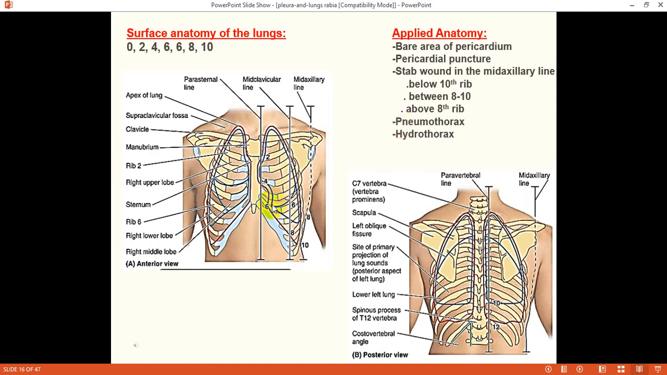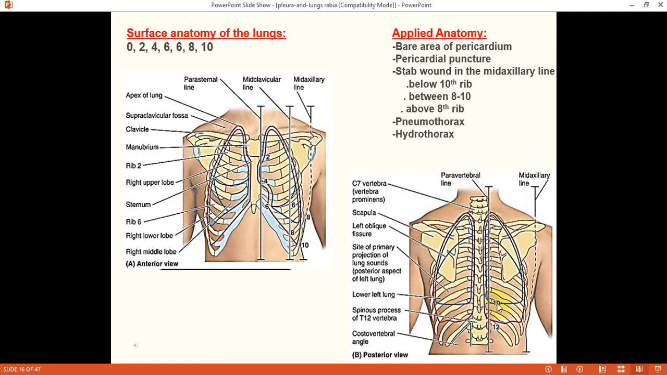So the lung's anterior border is further deviated in the cardiac notch region than the pleural layer, and the bare area of the pericardium here in the notch region is not overlapped by lung, only by pleura. The lower border of the lungs lies 2 ribs above the pleural line of reflection. In the mid-clavicular line, it is at the level of the 6th rib, while in the mid-axillary line, it is at the level of the 8th rib, and in posterior aspects, it is at the level of the 10th rib.